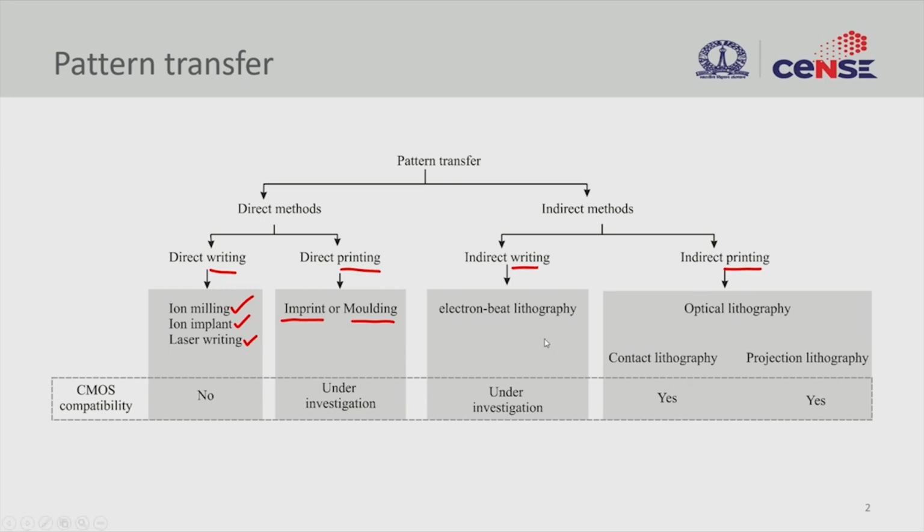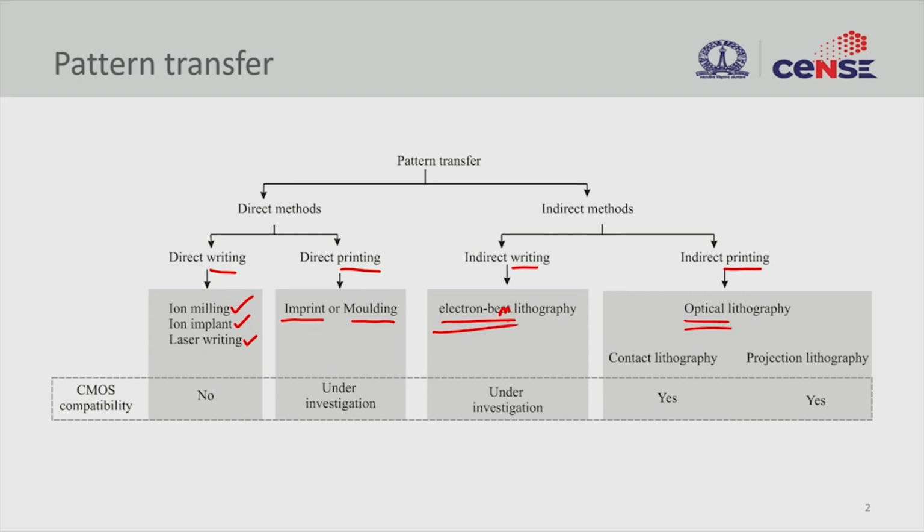So let's look at indirect patterning. In indirect patterning, we take an energy, either electron or photon, to pattern an intermediate material. The pattern from the intermediate material is then transferred to the substrate. Here there is electron beam lithography and optical lithography. In electron beam lithography, we use electrons to transfer the pattern onto this intermediate layer.